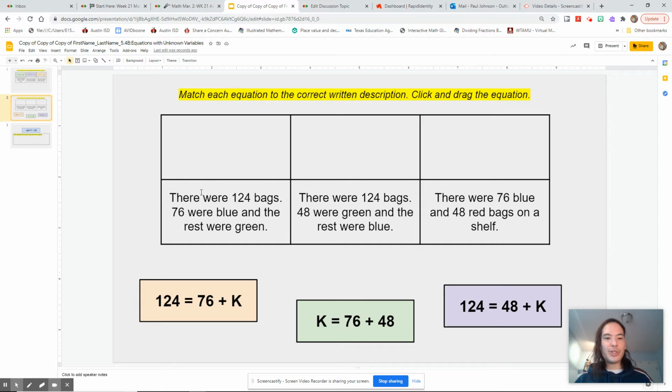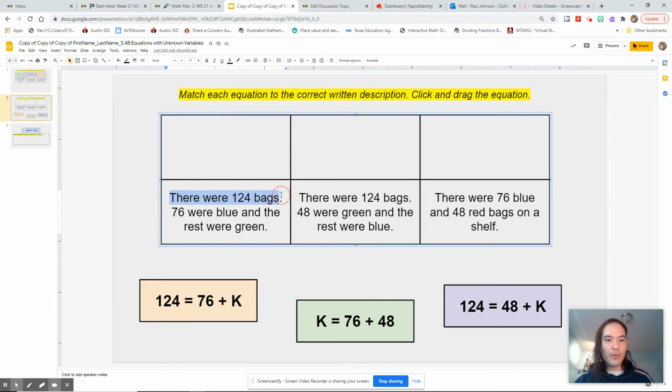All right, so there were 124 bags, 76 were blue, and the rest were green. Read it again. There were 124 bags. It sounds like the total. 76 were blue. All right, so we know how many are blue. The rest were green. We don't know how many are green. So we have 124 in total, 76 blue. That makes me think 76 plus some random number equals 124.